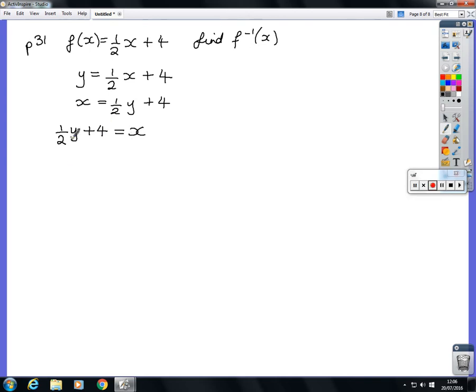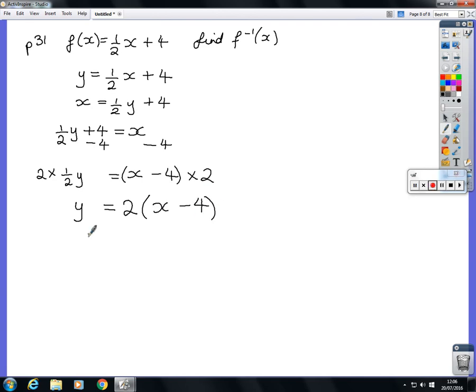I'm going to transpose for y. So I need to subtract 4 from both sides. Half y equals x subtract 4. Now multiply by 2 both sides. We have 2 times a half is 1, so y appears on the left. And now we have 2 multiplying our bracket. You can leave it with a bracket in its factorised form or write 2x subtract 8. Final answer, we need to replace our y with the inverse function of x equals 2x subtract 8.